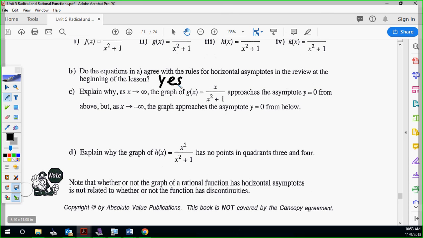Okay, so then it says, explain why as x goes to infinity, the graph of x over x squared plus 1 approaches the asymptote of y equals 0 from above, but as x goes to negative infinity, approaches from below. So why is that happening? So this is explaining what we're talking about. Well, as x is growing to infinity, so to the right, the numerator and the denominator are positive.